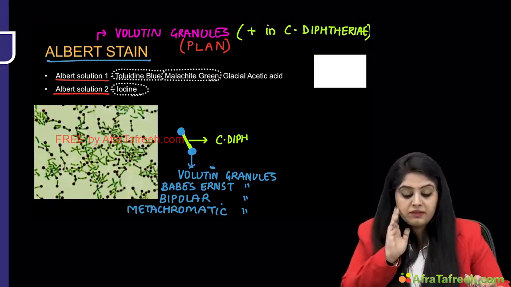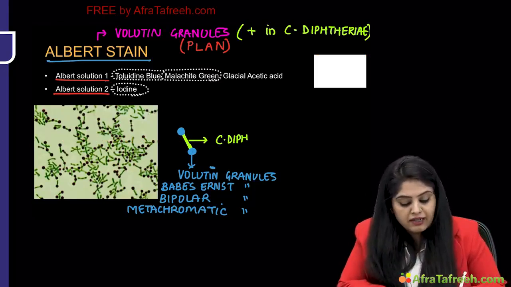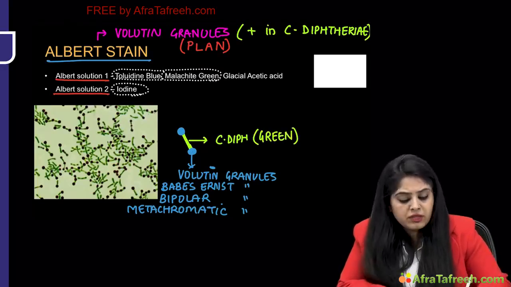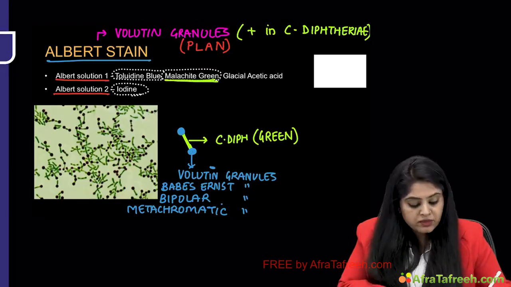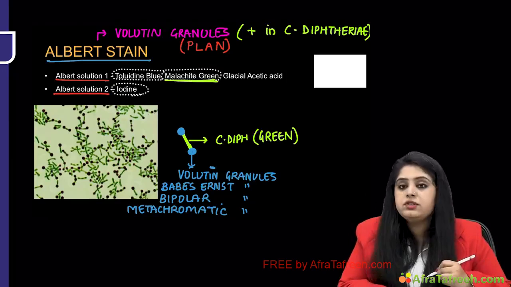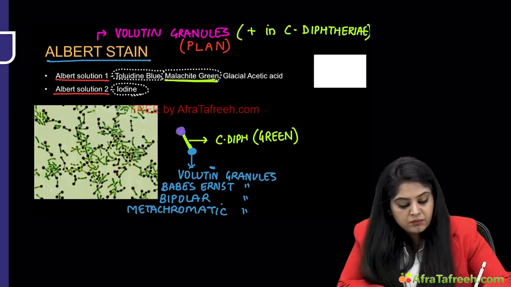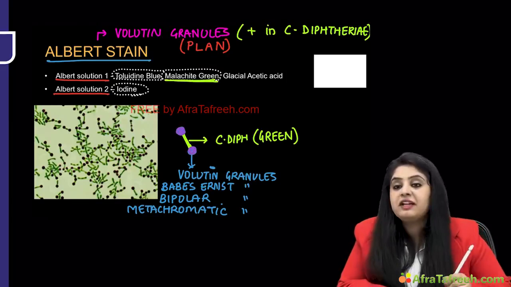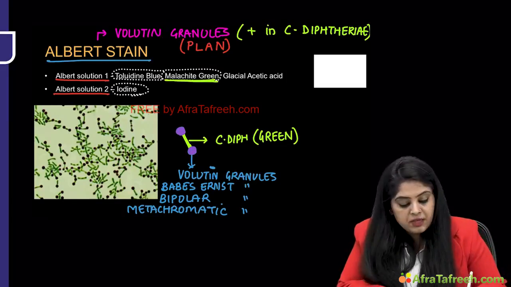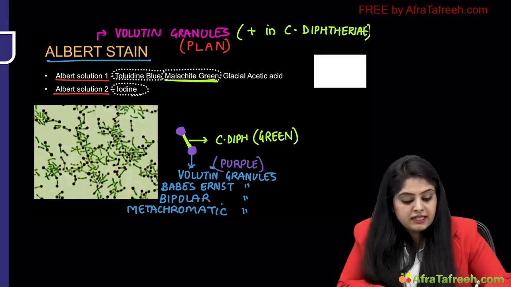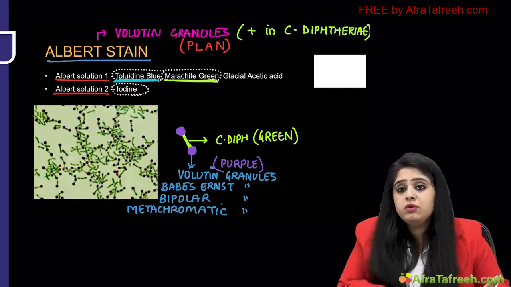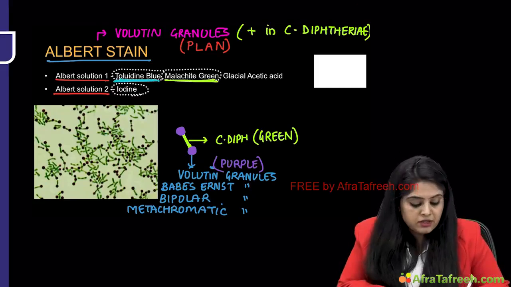So now the examiner will ask you what is the color that the organism has got? The organism has got a green color. And why has it got a green color? Because I have used a stain called malachite green. What is the color, guys, that the volutin granules have got? So now the twist in the story is that volutin granules have got a purple color. But why is that a twist in the story? Because the stain that I used was a blue color stain. The stain that I used was blue in color, so I should have got a blue color. But the color that I'm getting in return is a purple color.